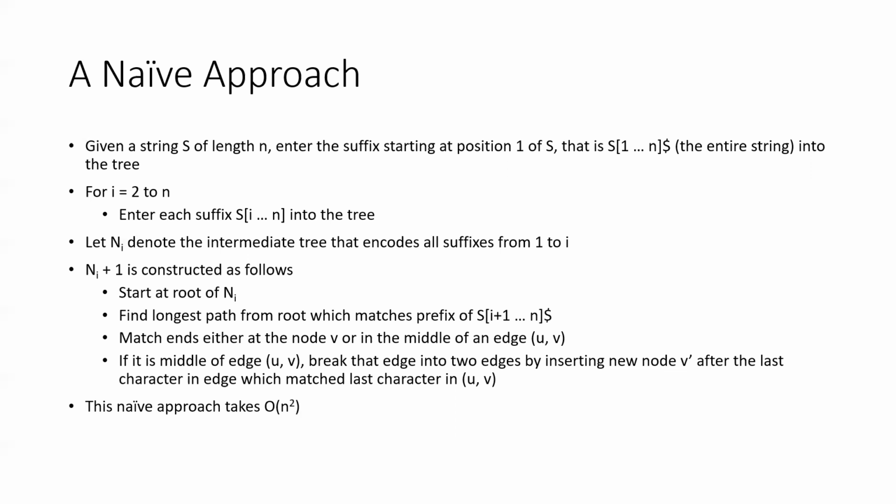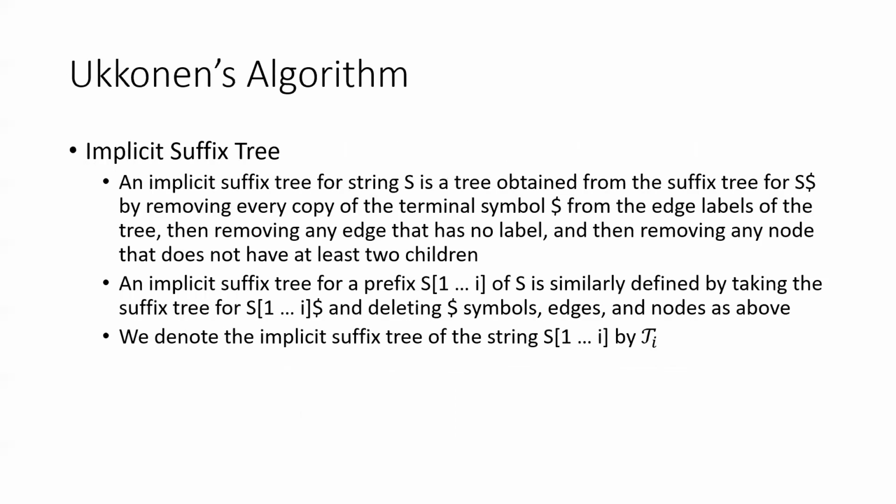Ukkonen's algorithm is loosely based off of this naive approach. You will definitely see some similarities as we go through it. Before we start talking about Ukkonen's algorithm, let's first talk about what an implicit suffix tree is. To construct an implicit suffix tree from a suffix tree, you basically do three things. The first thing is you strip the termination character from all the edges. That $, just take it out of the tree completely. There should no longer be a $ in the tree when you have the implicit suffix tree.